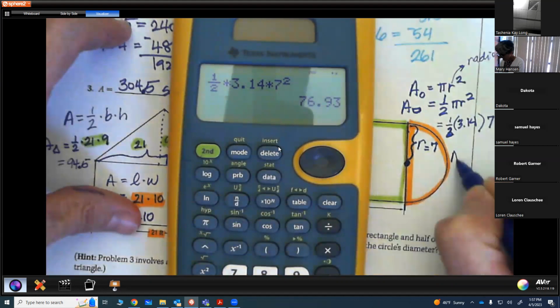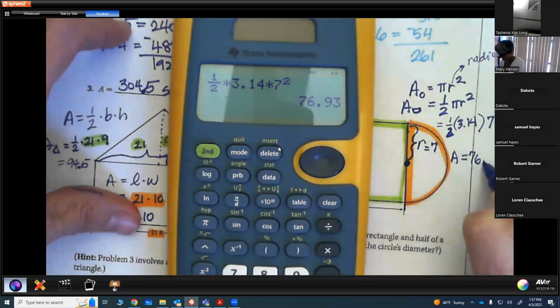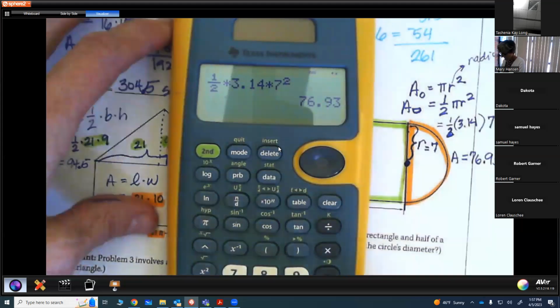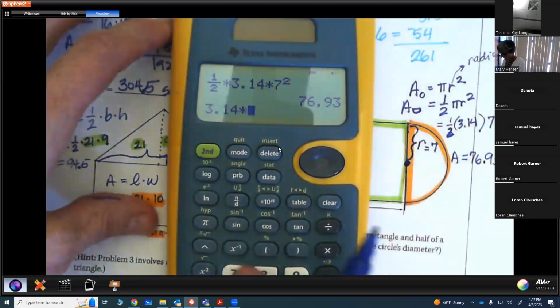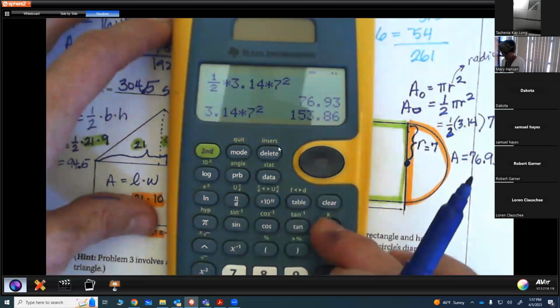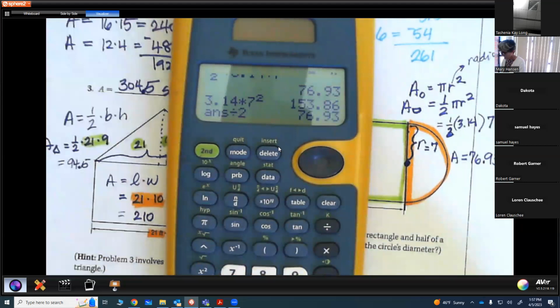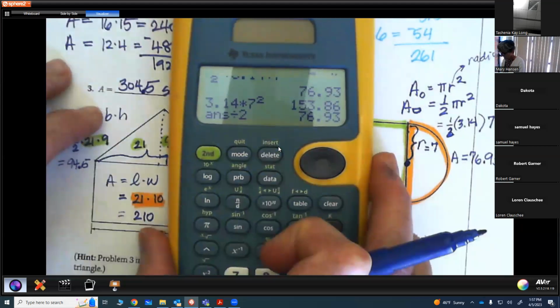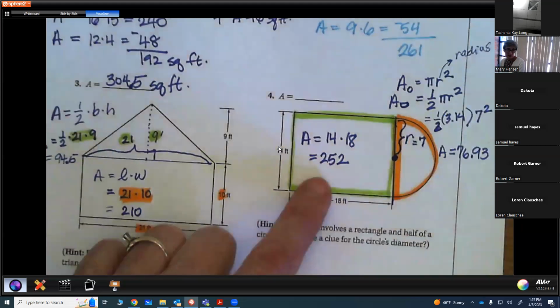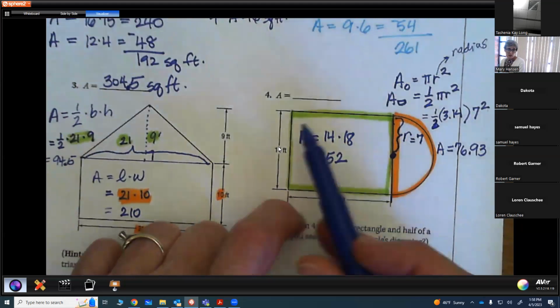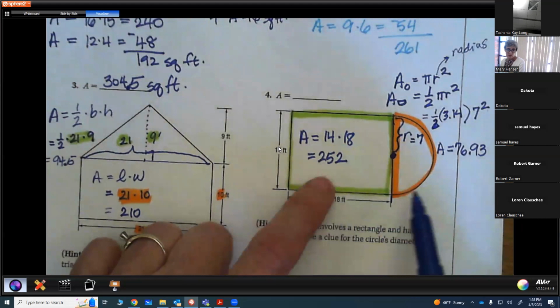And so that area is 76.93. You could also do 3.14 times 7 squared and then divide it by 2, because taking half of something is dividing it by 2. And you still get the same answer. So then our complete area would be adding the area of our green rectangle to our orange half circle.